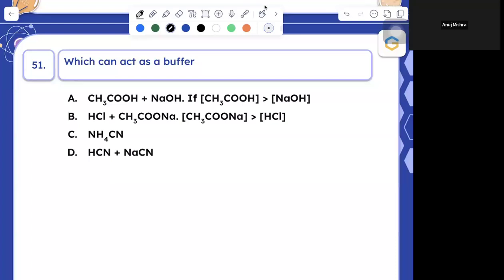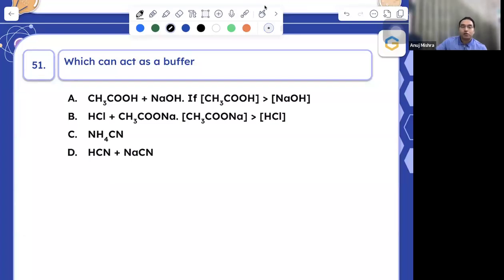Tell me. What's the answer? So is it first and fourth? First can be. What about second? CH3COONa is more than HCl. So what will happen? This will remain. And HCl is less. So what will it form after reaction? CH3COOH. So this is a weak acid, and the salt of weak acid and strong base is left. That is also a buffer. Fourth is also a buffer. HCN and NaCN is a buffer.